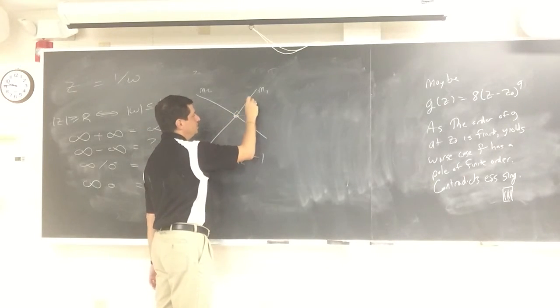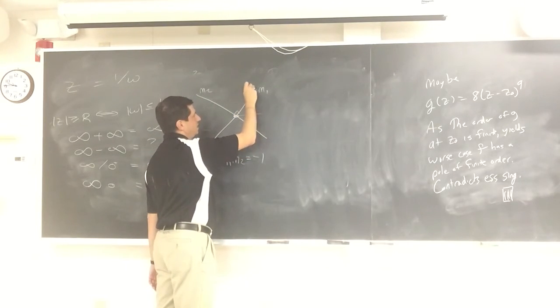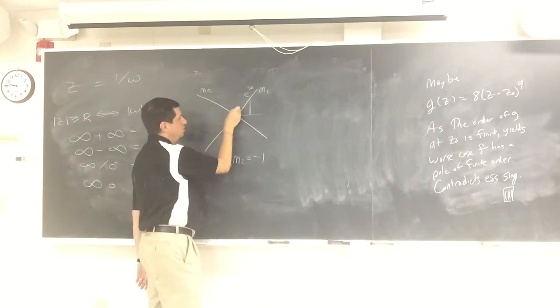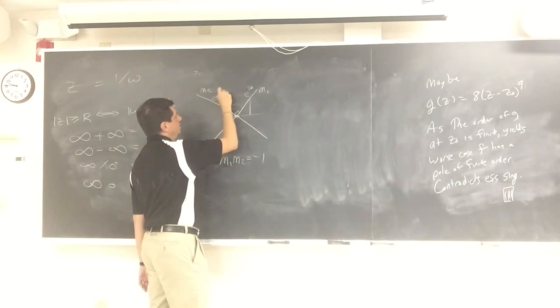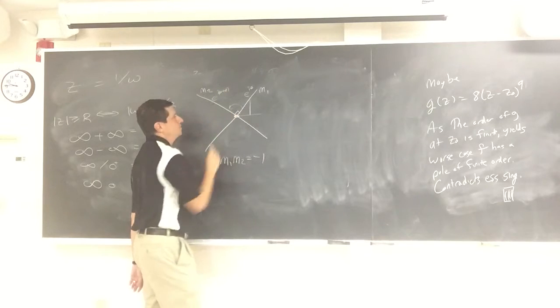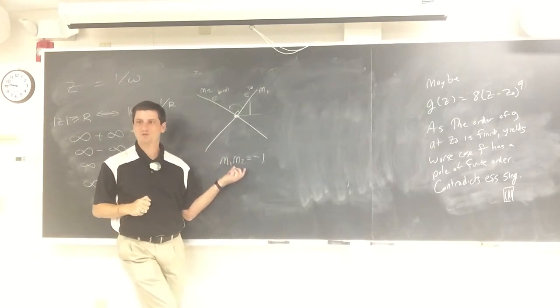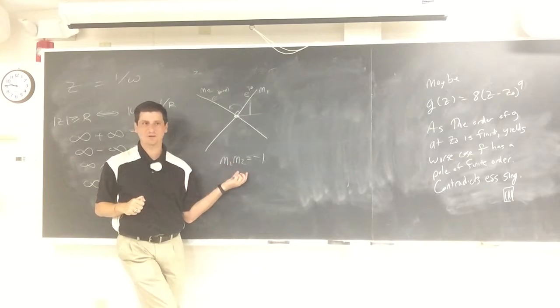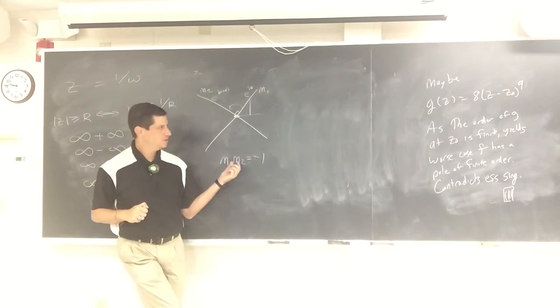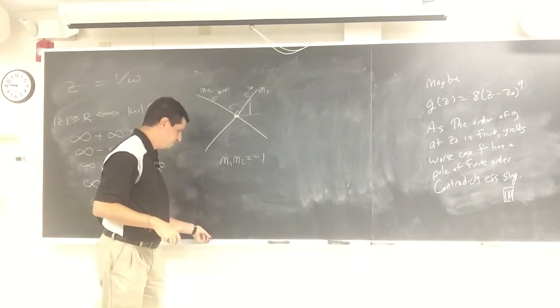So a really good way to prove this is with complex analysis. You could call this point e to the i theta. Move over here, e to the i, maybe theta plus phi. Write down, find everything. So it's a nice exercise. Prove that the product of the slopes is negative 1.